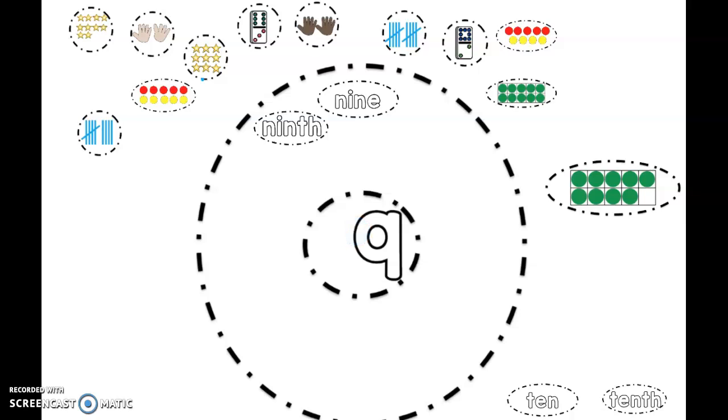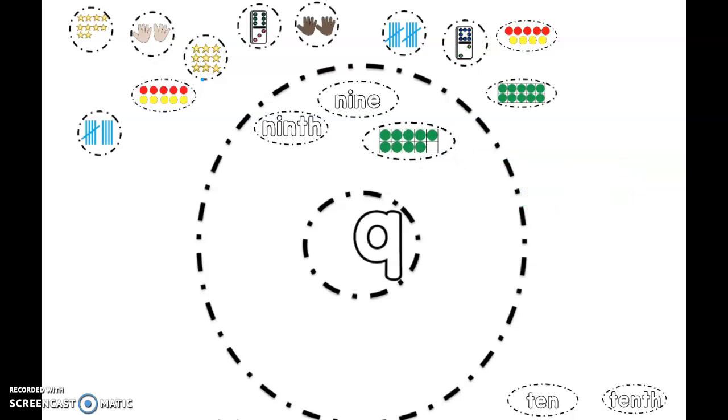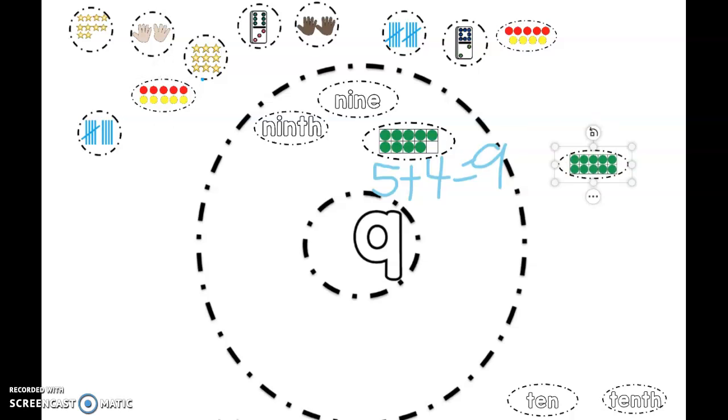So do I want this? Yes. If you're not sure, you could have counted it. 1, 2, 3, 4, 5, 6, 7, 8, 9. All right. It does have 9, so we do want it. So I need to move it into my 10 frame circle. I need to move the 10 frame into the circle. And I have it as 5 on the top plus 4 on the bottom to equal 9. Very good.